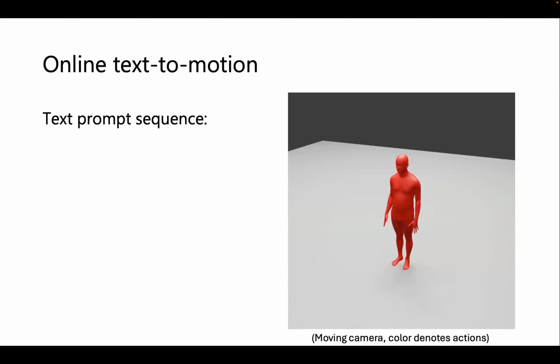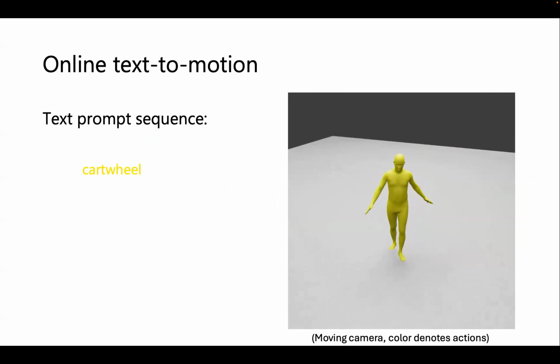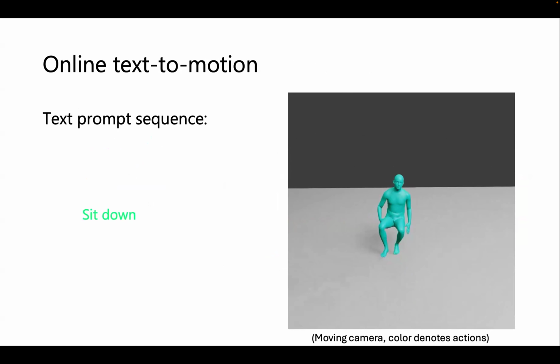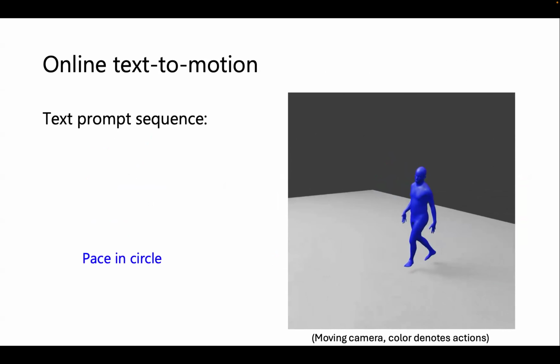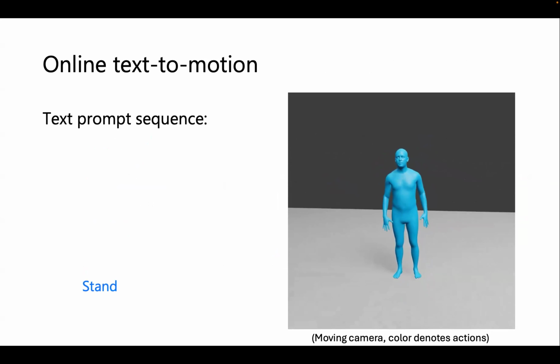Here I just want to show you a result. This is a text prompt sequence. First wave hand, and then walk forward, turn left, sit down, stand up, hop on left leg, pace in circle, dance, and stand. These are actually online. This autoregressive model takes the text input in an autoregressive way, and you can generate motion that produces, most of the time, smooth transitions.